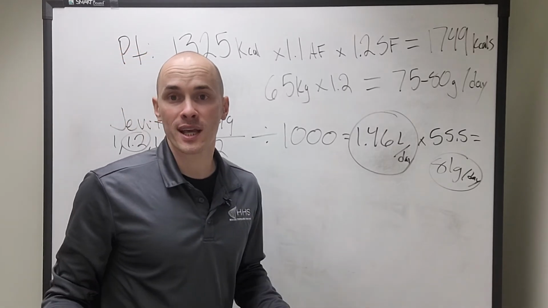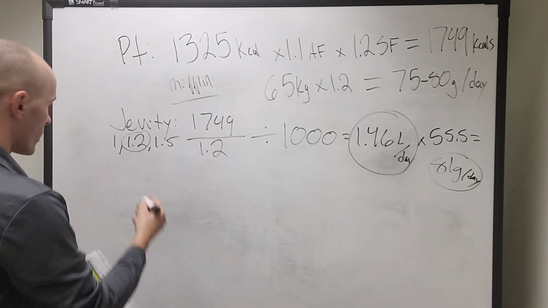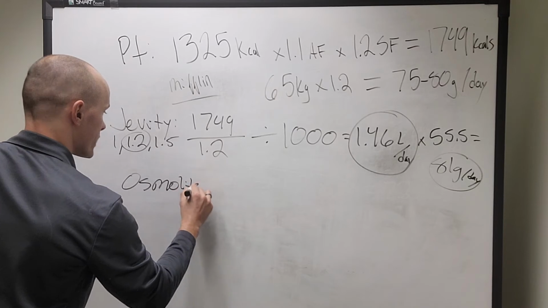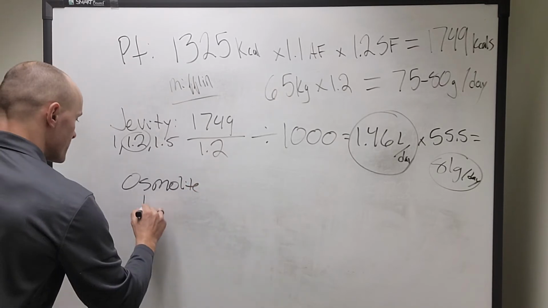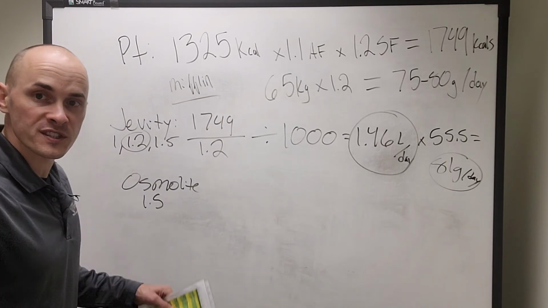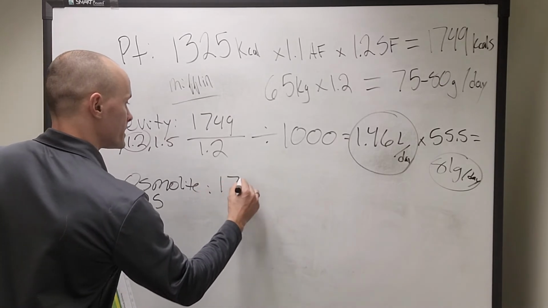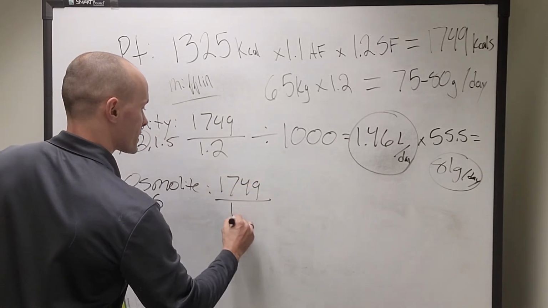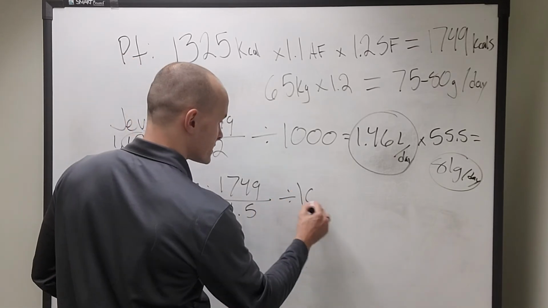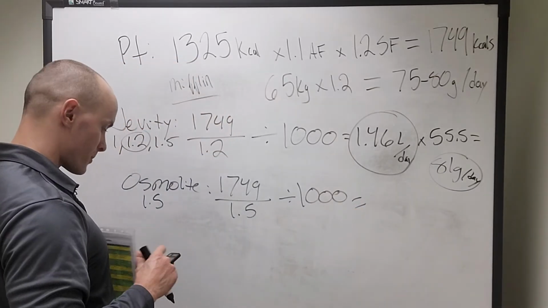Now let's try this again with, let's say, Osmolite. Just say you tried Osmolite first. Osmolite's a 1.5. It also comes in a 1 and a 1.2. So check with your facility what concentration you have. So we'll do our calorie needs divided by the concentration of the formula divided by 1,000 milliliters per liter gives you total liters per day.